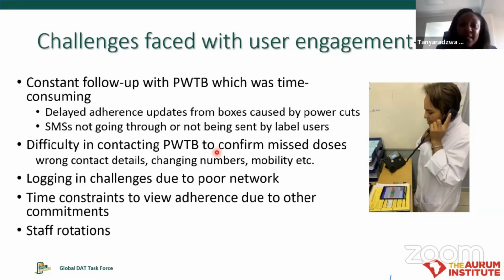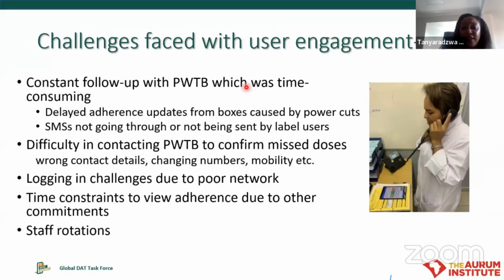Healthcare workers also faced some challenges with user engagement. For example, in some circumstances, they needed to constantly follow up with people with TB, which was time-consuming for them. This was caused by delayed adherence updates from boxes caused by the power cuts. For the label users, this was caused by SMSs not going through, for the reasons I listed earlier, or the participants not sending the messages. So non-adherence reflected on the platform, and the healthcare workers constantly had to follow up, which they found time-consuming.